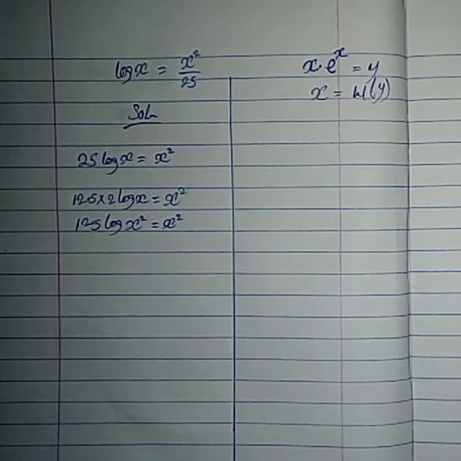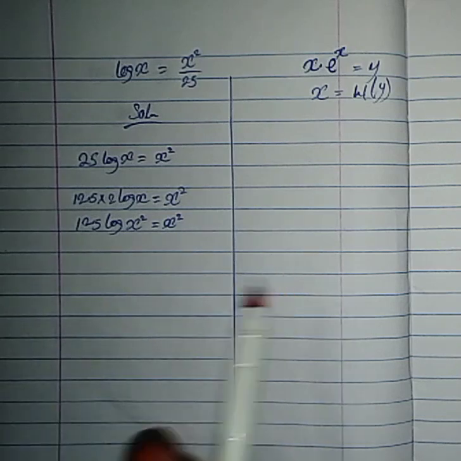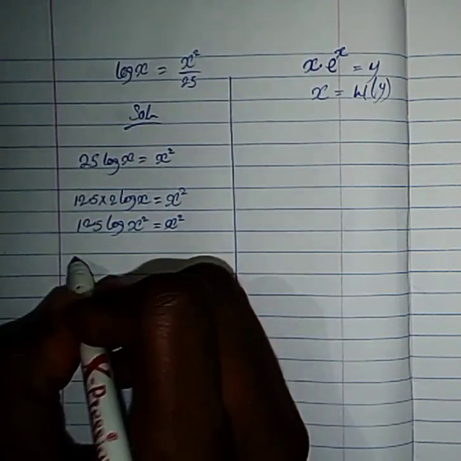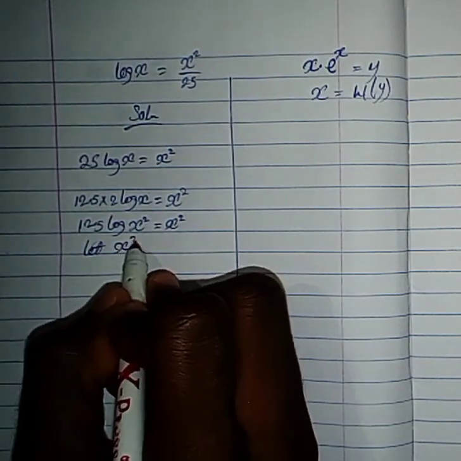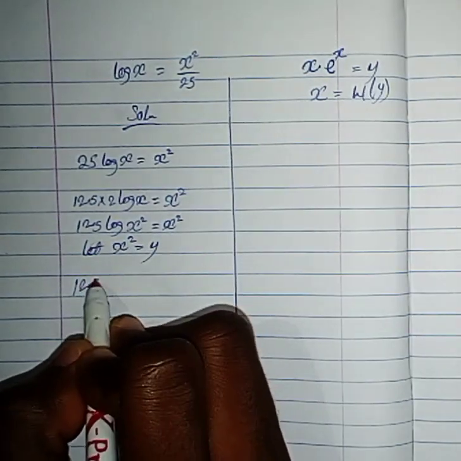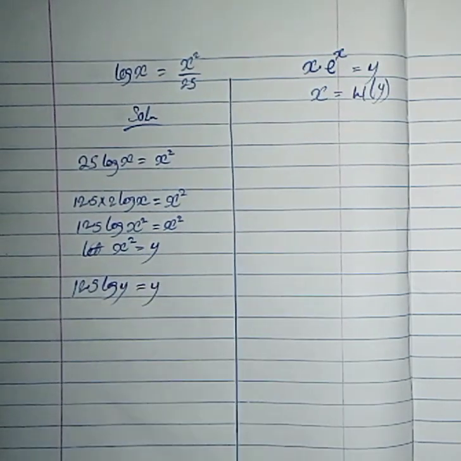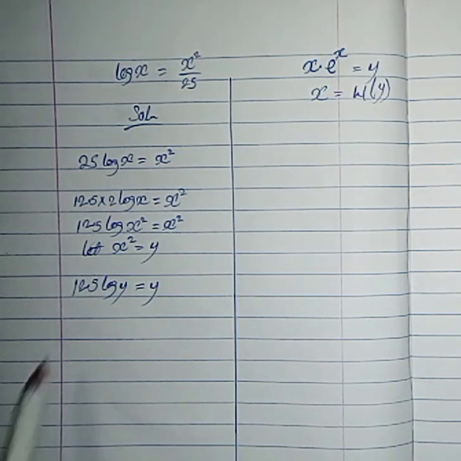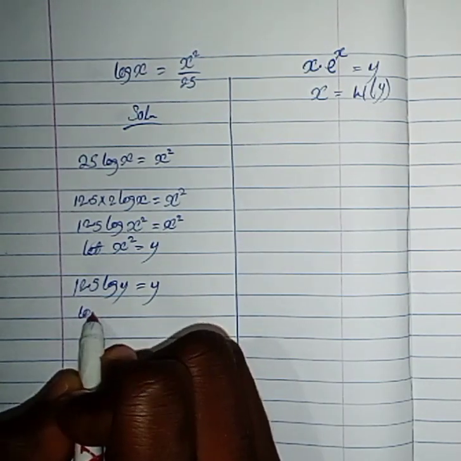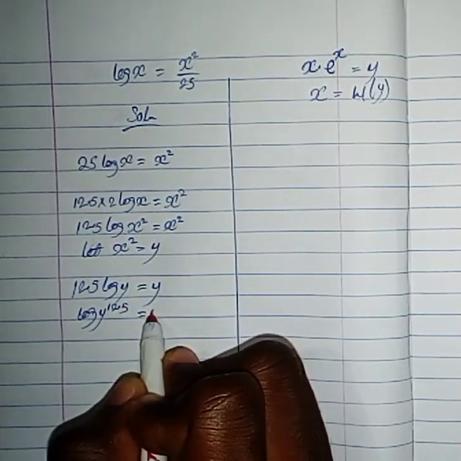So now from here, we have x squared here and also here. Why not let x squared be y? So if we say let x squared equal y, then we have 12.5 log y equals y. So from here we can as well bring this again to this place. So we have log y raised to the power of 12.5 equals y, right?